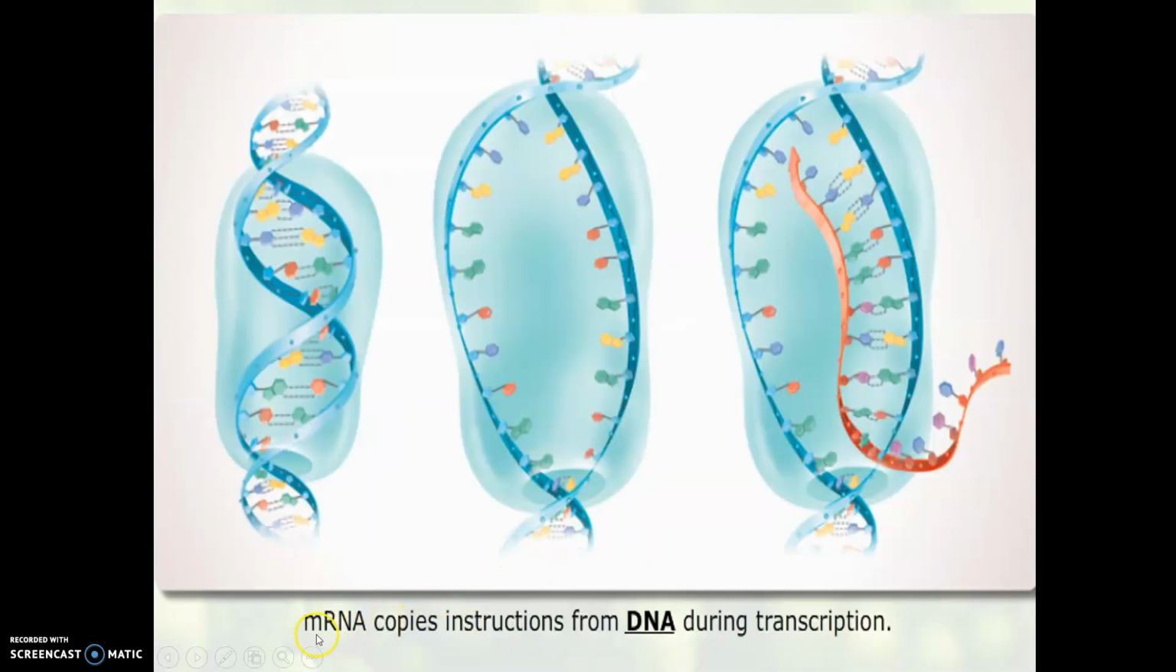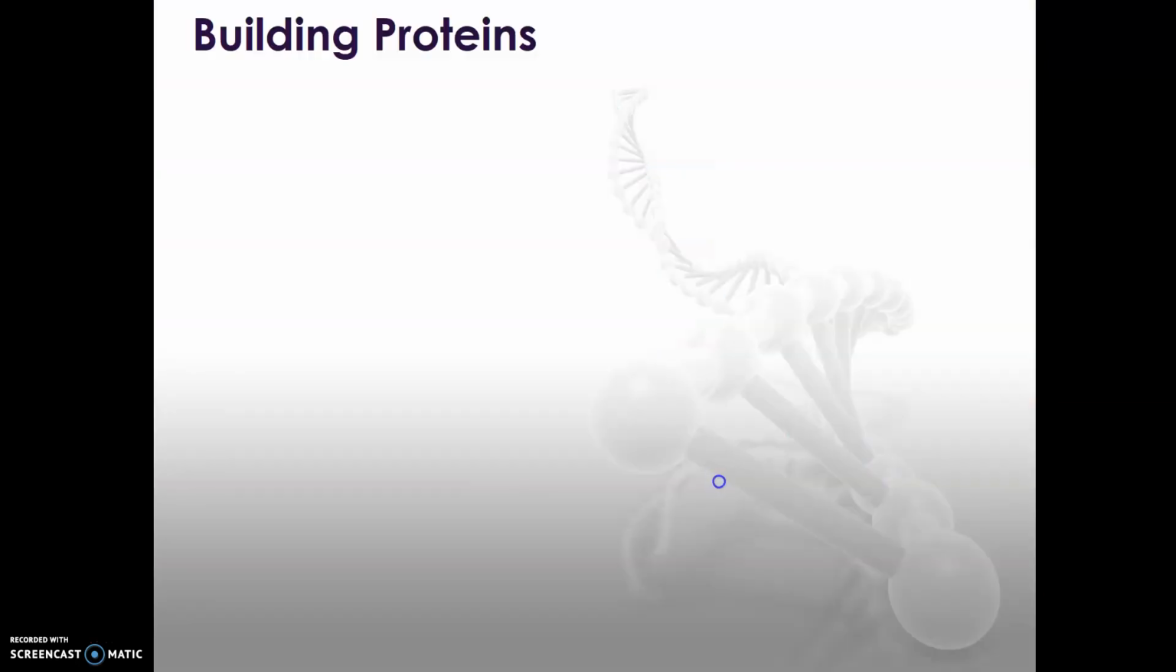mRNA is a messenger type of RNA, and it copies instructions from the DNA during transcription. Transcription is like a transcriptionist, a person who, like in a courtroom, just records everything and types up all the notes of what is being said by each person. So think of that as you think about DNA transcription.